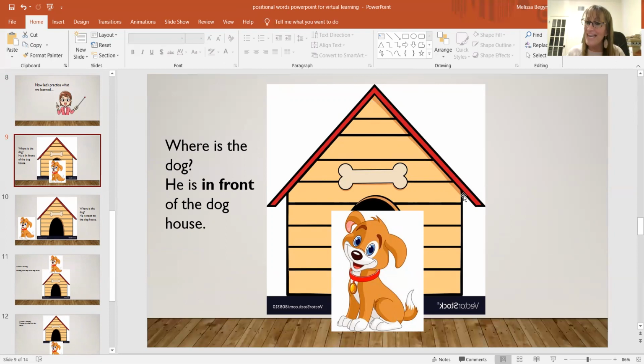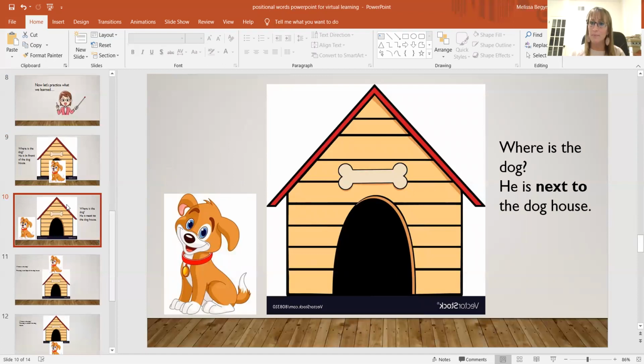The dog is in front of the doghouse. Excellent. Absolutely. The doggy is standing right in front of the doghouse. And that's our positional words, in front. Very good. Okay, let's do another example.